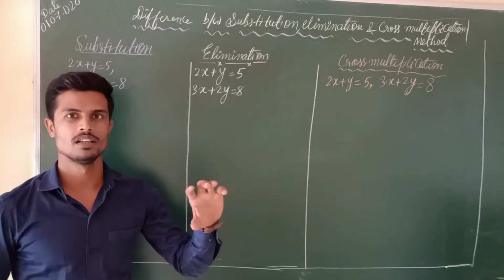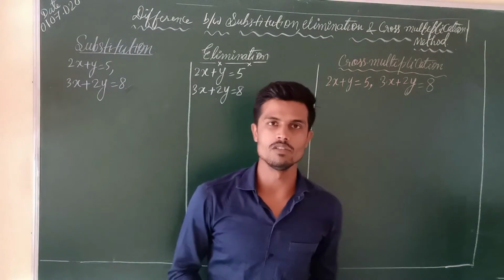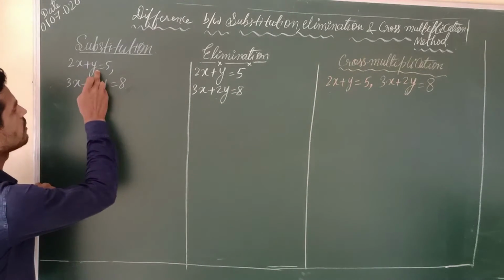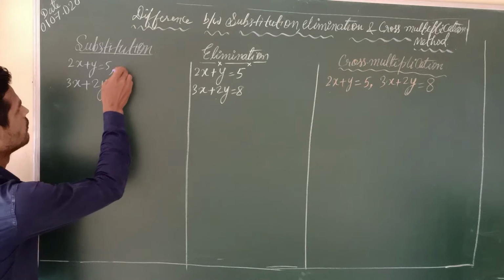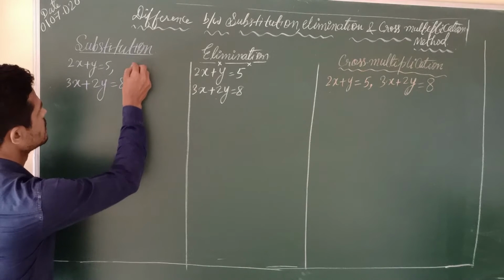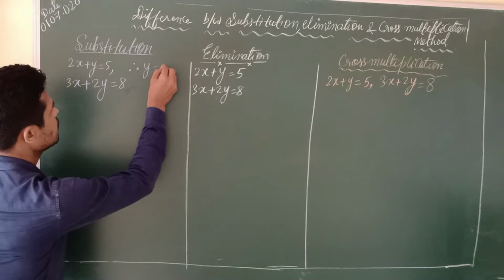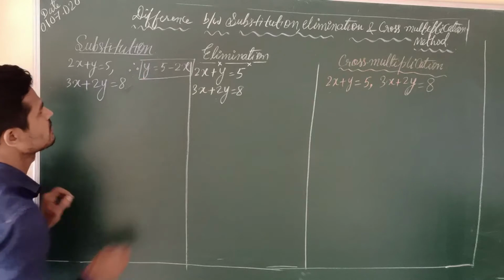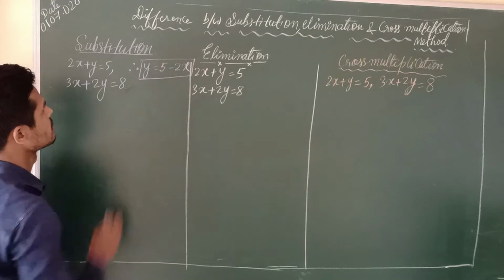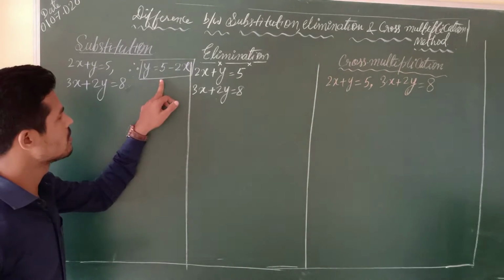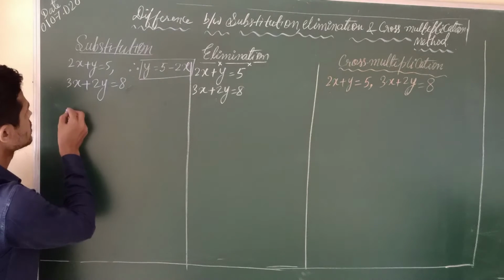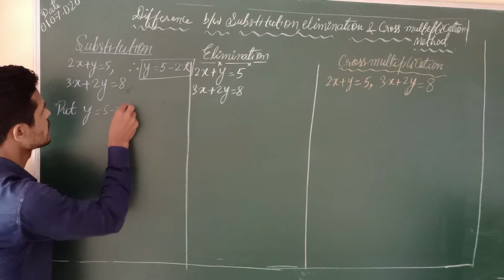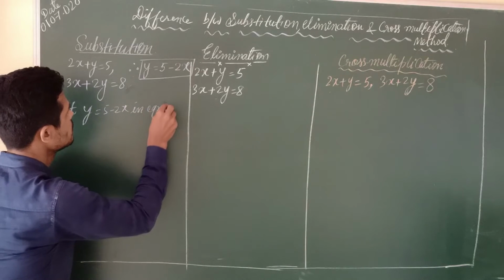Substitution means find any variable's value and put it in the other equation. For this question, 2x plus y equal to 5, so we can find the value of y. Therefore y equal to what? 5 minus 2x. Okay, we got the value of y, that is y equal to 5 minus 2x. Now this value of y we will put in equation 2, so put y equal to 5 minus 2x in equation 2.